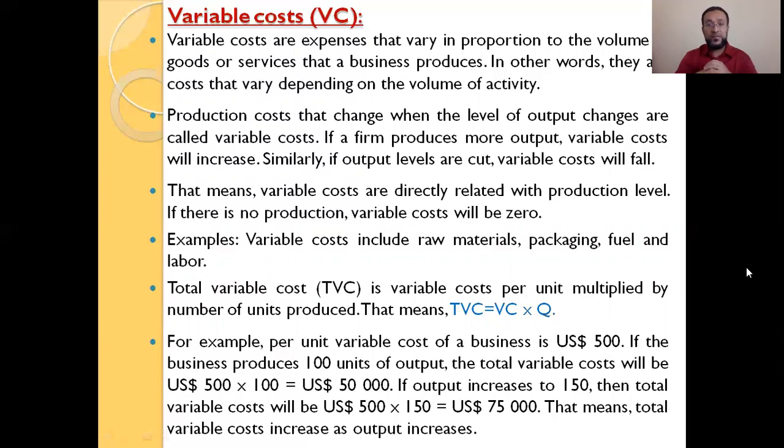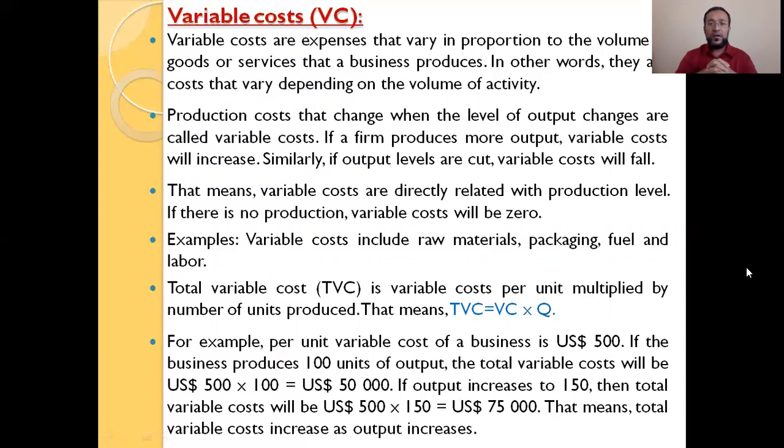Total variable cost is variable cost per unit multiplied by the number of units of output. So this is also very important. Variable cost and total variable cost are not the same. Variable costs will change. So total variable cost is variable cost per unit times quantity produced.